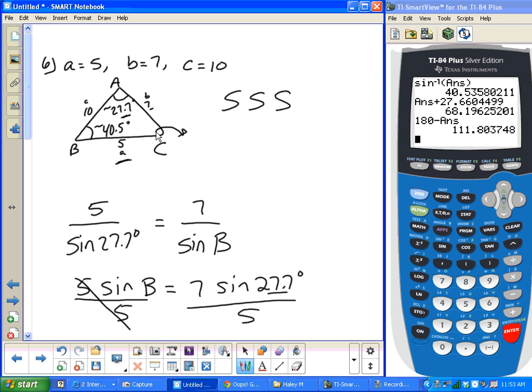Notice angle C is the biggest angle. So we always want to find that big angle last if possible, because big angles and the law of sines have a little bit of an issue sometimes.